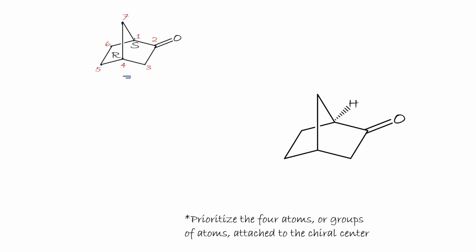Here we have the hydrogen in the back. We have carbon here. We have carbon here. But here is carbon followed by oxygen. Here is carbon followed by carbon, by carbon, by carbon. And this group is carbon followed by carbon, by carbon. So this is 1, this is 2, and this is 3.